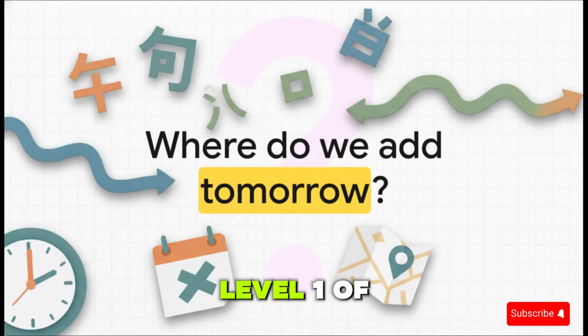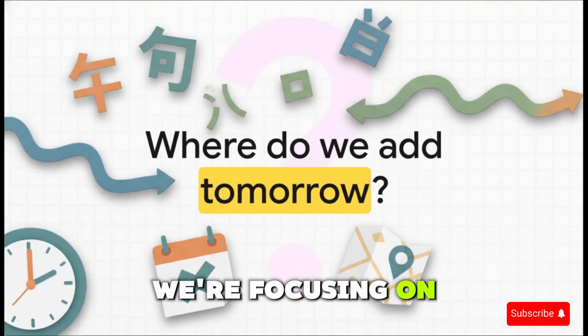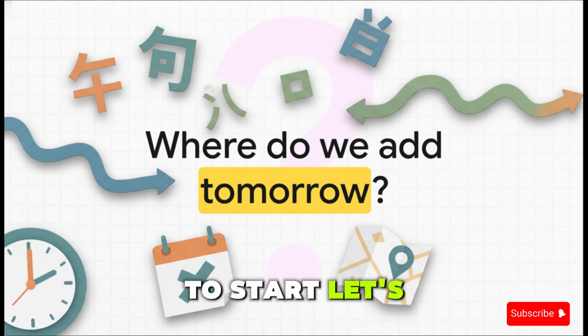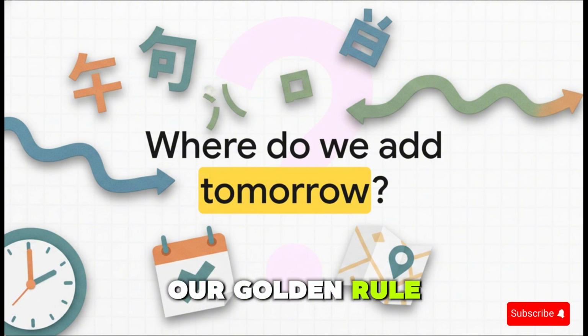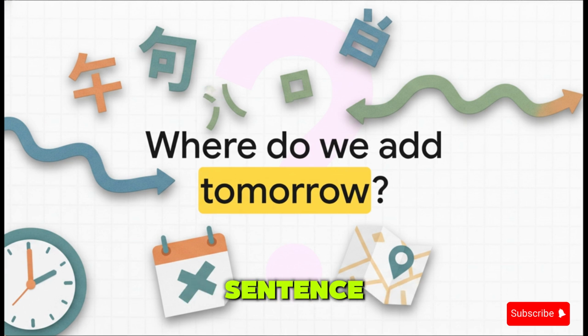Okay, welcome to level 1 of our learning game. We're focusing on time and place to start. Let's say we want to add the word for tomorrow, which is 明天. Say it with me. 明天, 明天. Now, in English, you might just slap tomorrow at the very end of the sentence. Very casual, spontaneous action. But based on our golden rule of establishing context first, where do you think 明天 goes in our Chinese sentence? I'm going to give you 3 seconds to guess. 3, 2, 1. All right, do you have your answer?